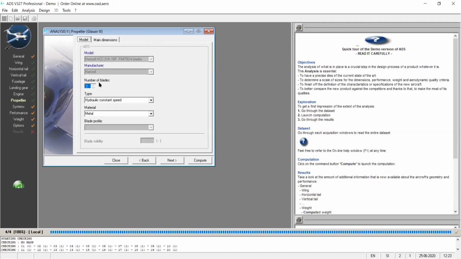Next you can see the propeller. So what is the number of propeller blades? We have 3 propeller blades in this aircraft. And also the type is hydraulic constant speed. We'll talk about variable pitch and fixed pitch. 2 types of propellers will come. What are those? Variable pitch and fixed pitch. Here hydraulic constant speed. The propeller speed will be constant, will not vary. Okay. And material, which material did I use here for the propeller? It is metal, not wood or composite. I'm using metal here.